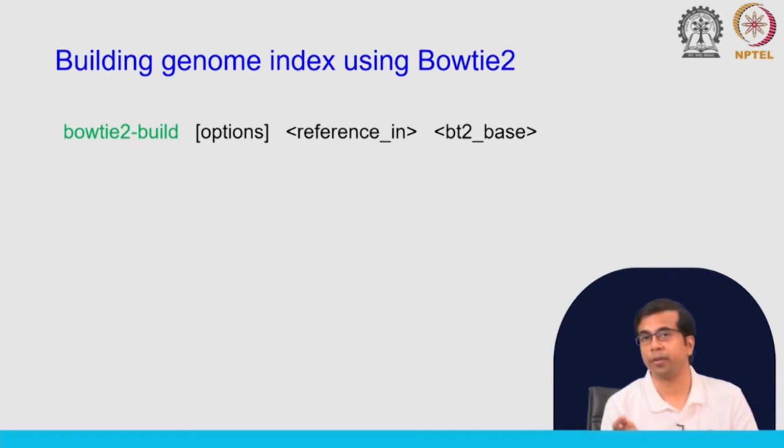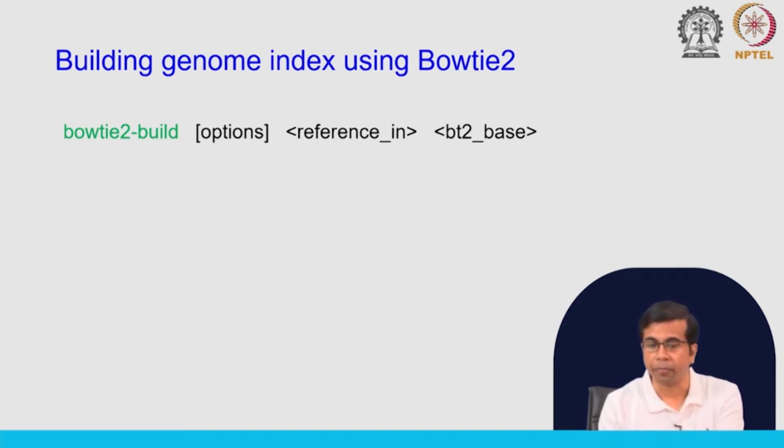What it will do when you run bowtie2-build, as we will see, is create these index files containing all this information, the FM index, etc. So, this bt2_base name will then be useful for the mapping process. You want to specify the name that we will use again for the mapping process.